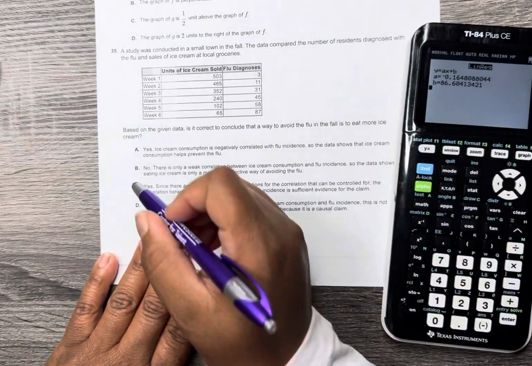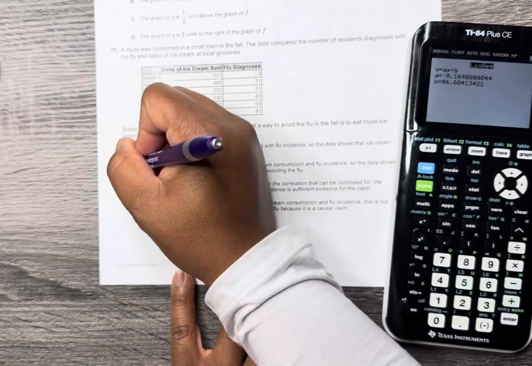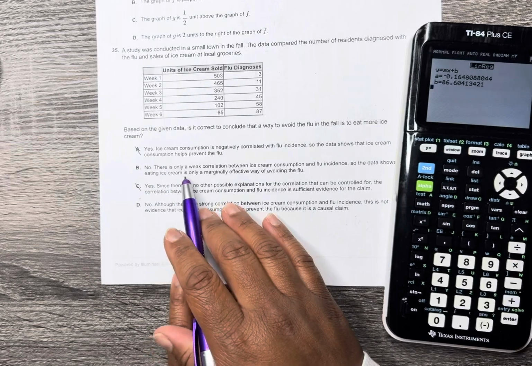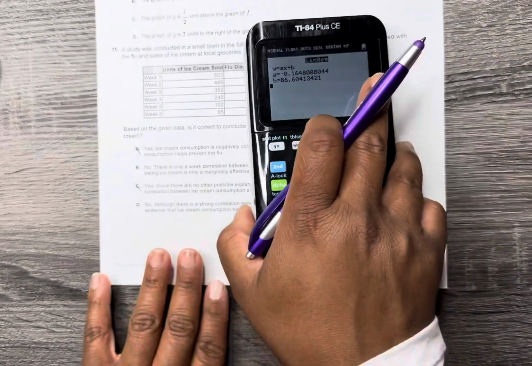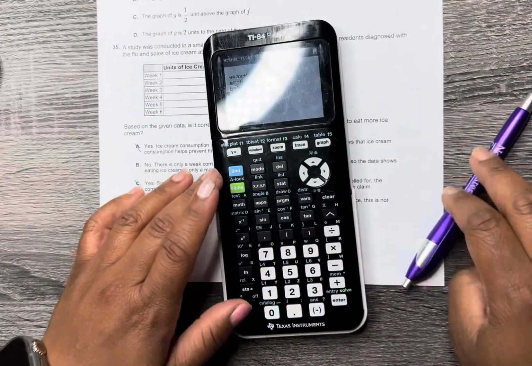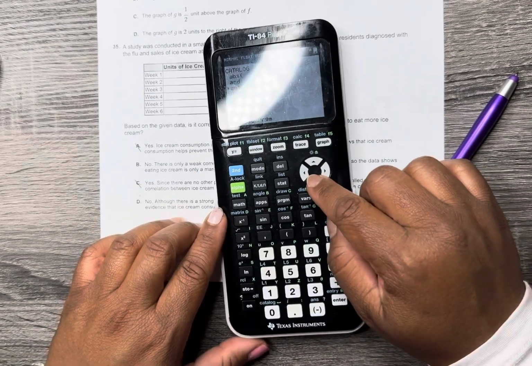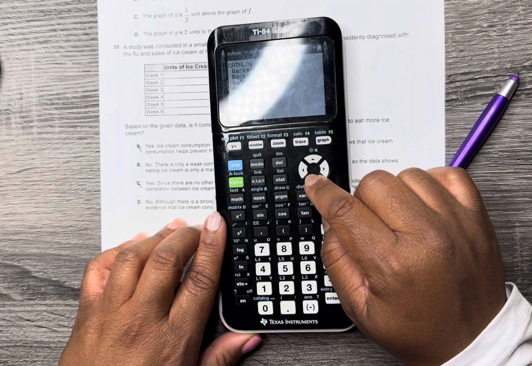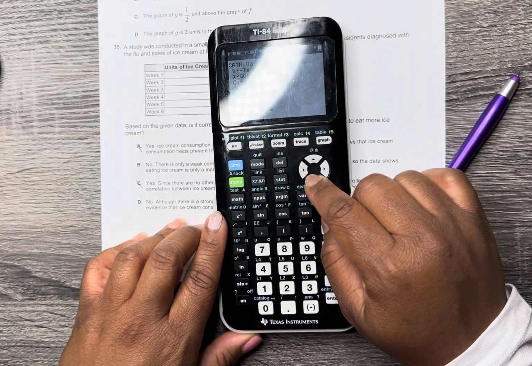It says, so no, this is not true. So we're not looking at the yeses. We're looking at the no's. No, there is a weak correlation. Well, how do we know if we're talking about correlation? Don't forget, second 0 gives and turning the diagnostic on will tell us our R. So make sure you scroll down till you get to diagnostic on.